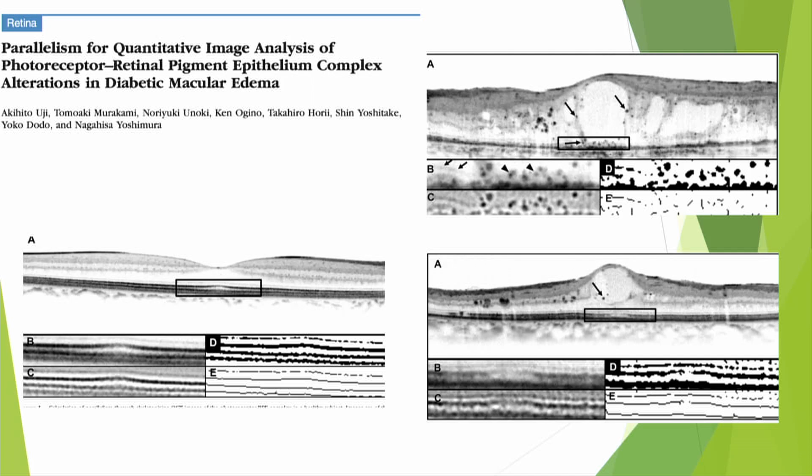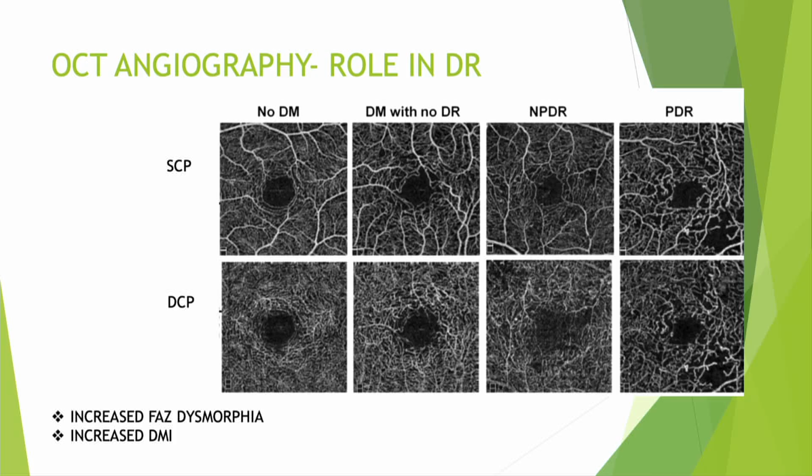So the other biomarker is parallelism. You have the outer retinal layers parallel to each other in a binarized image of the OCT, and in a DME patient with large cystoid spaces and hyperreflective foci, you find that the outer retinal layers are not well identified, and so the binarized image is not able to produce any degree of parallelism of the outer layers. And loss of parallelism is associated with poor visual acuity.